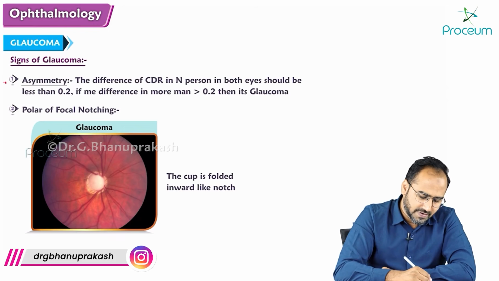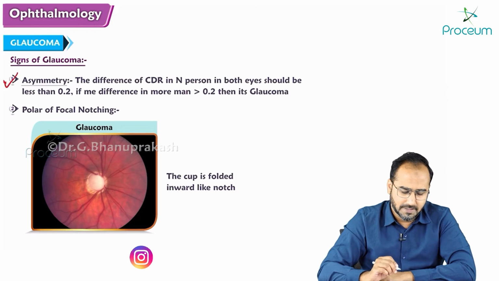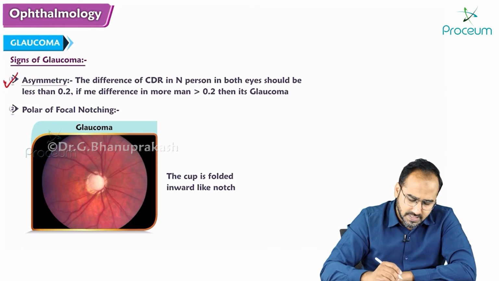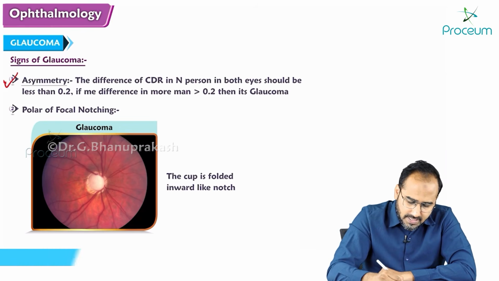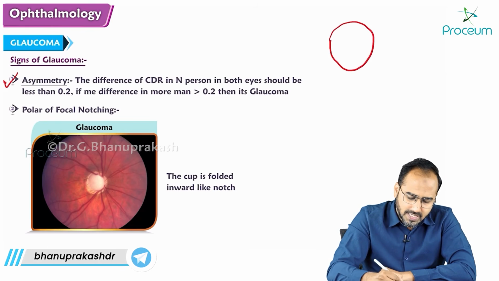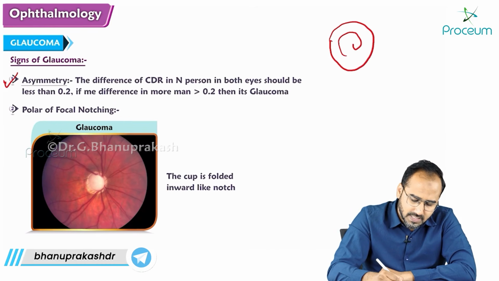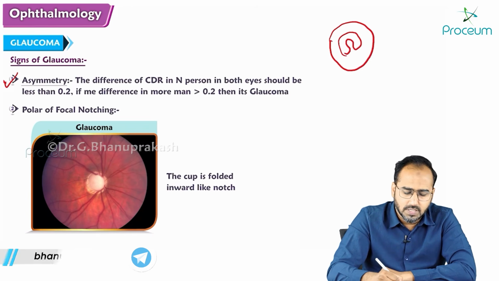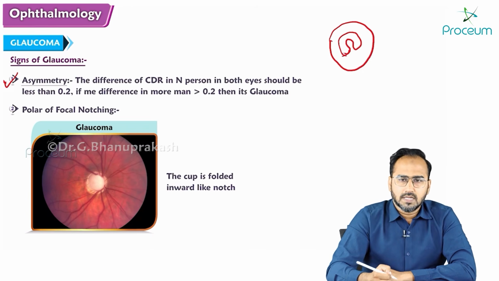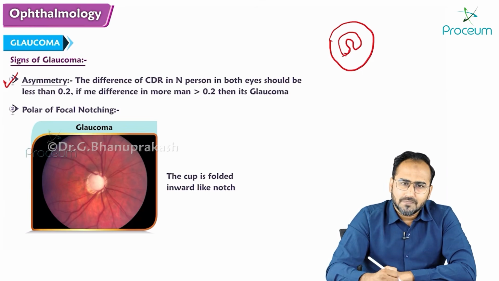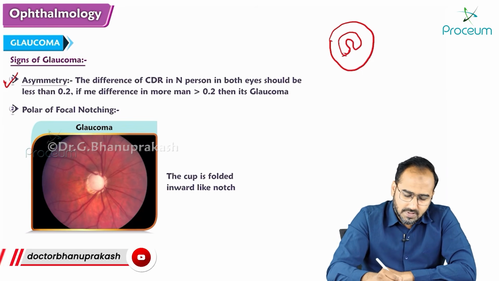Asymmetry. If the difference is more than 0.2, that is asymmetry. Apart from that, what else will you see? Imagine, guys, this is the neuroretinal rim and here is the cup. As the patient becomes glaucomatous, what will happen to the cup? There is focal notching of the cup.